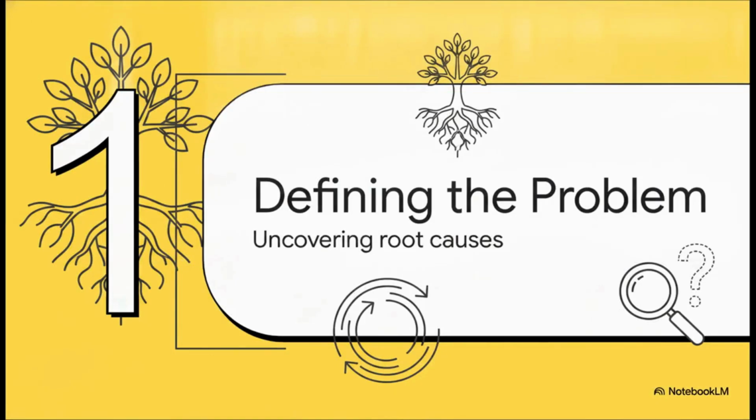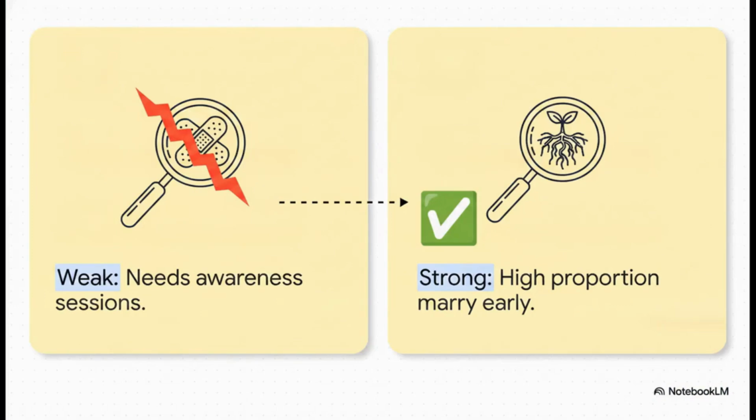Step 1, defining the root problem, moving beyond symptoms to uncover root causes. We really have to start with the problem itself, not our preferred activities. This right here perfectly illustrates the difference between an amateur and an expert approach. Take a weak problem statement like, communities need awareness sessions about child marriage. See the flaw there? It prematurely prescribes a solution. It just assumes awareness is the magical fix.